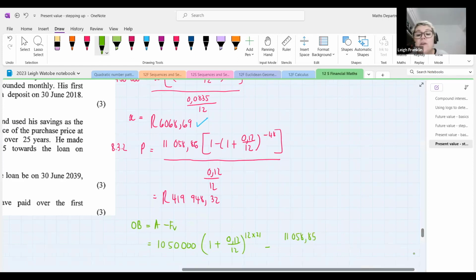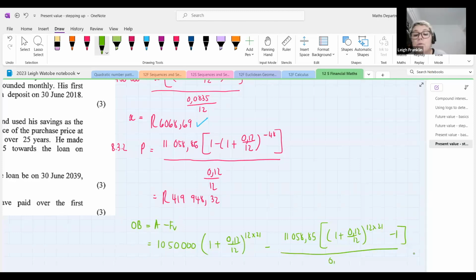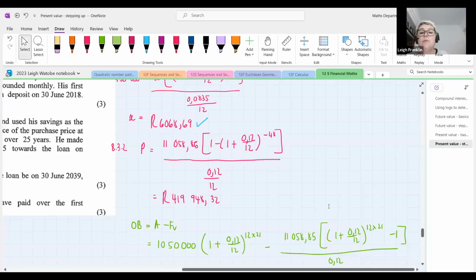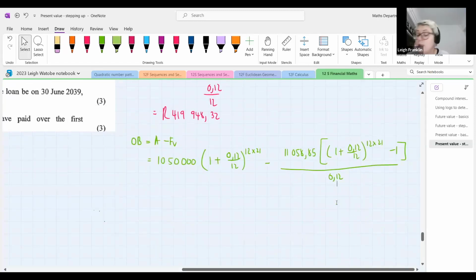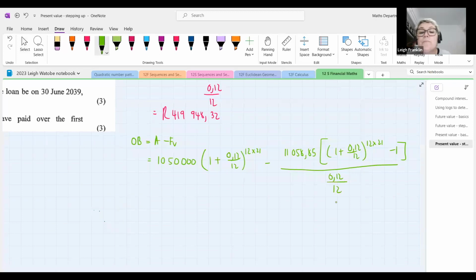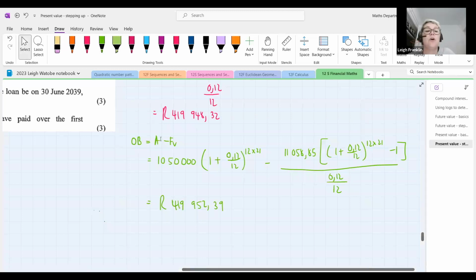Okay, so 11058,85 is our payment. This is our future value. 0.12 over 12. Let's just go down a little bit. All right, I know you guys are typing in the chat. I'm going to look now. And if we did it this way, we end up with, okay, so just as an alternative way of doing it, we can do it in what I've done in the green here.